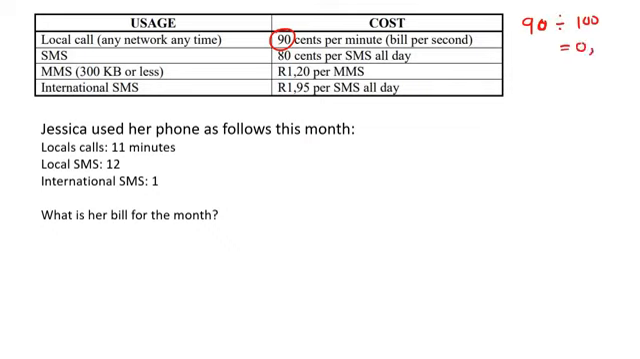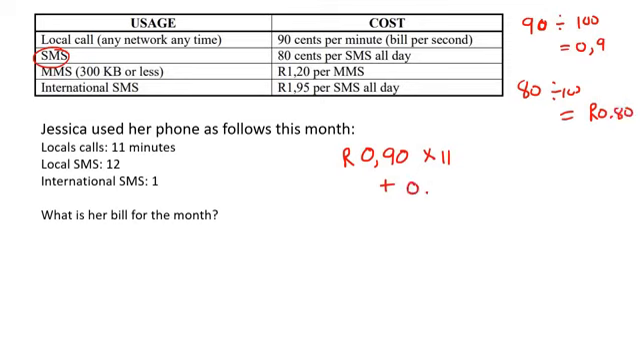And so that's going to be 0.9 rand, or 0.9 multiplied by, or technically you could say 0.90 because it's money. So you could say that multiplied by 11 minutes, okay? Plus local SMS, 12 of those. So the SMS costs 80 cents. So 80 cents divided by 100 is going to be 0.80 like that.